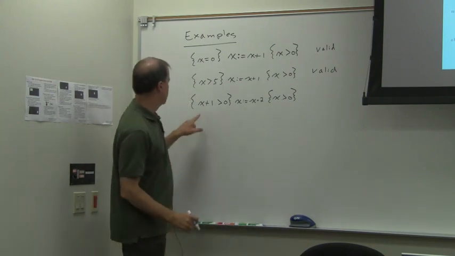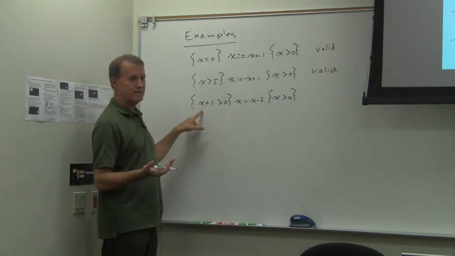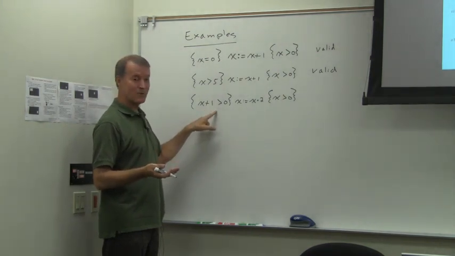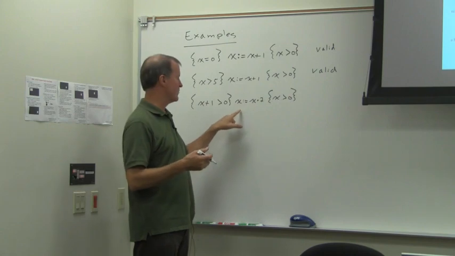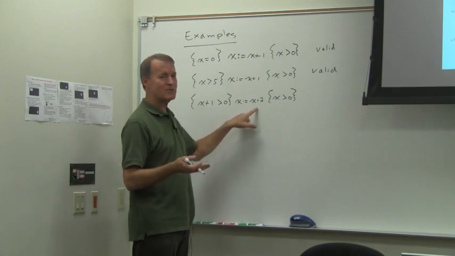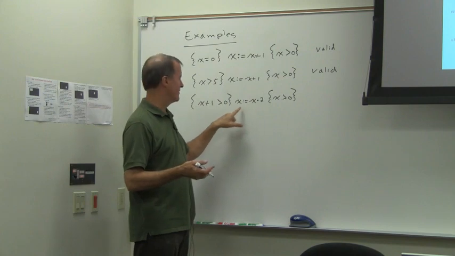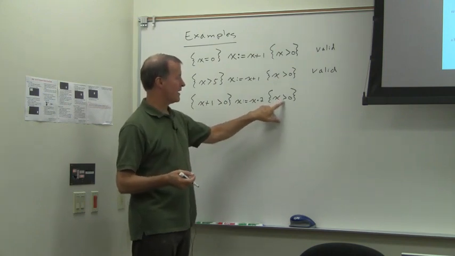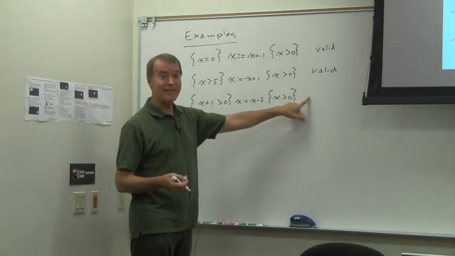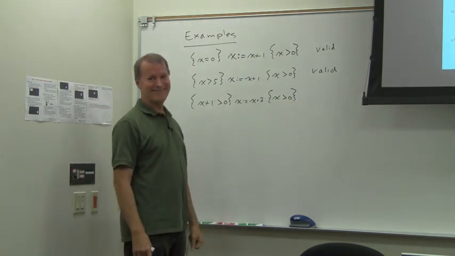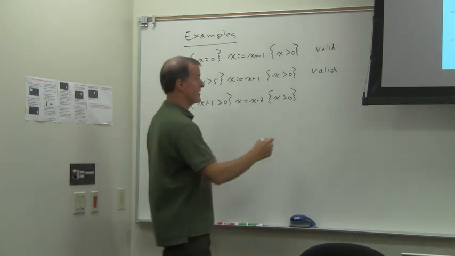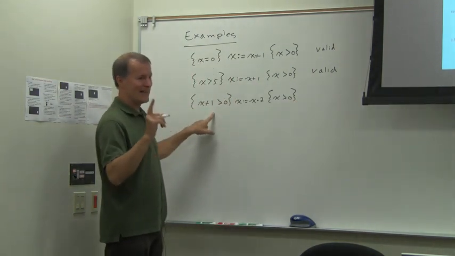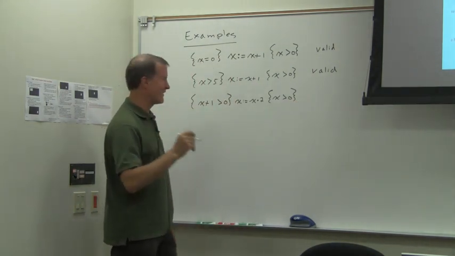Well, suppose x is like 9. Are you with me? 9 plus 1 is 10. 10 is greater than 0, right? And then if you do x gets x times 2 and x is 9, what's 9 times 2? 18. So x gets 18. And 18 is greater than 0. So is this valid? Is this guaranteed? No, this is not valid. It worked with that one example that I gave you, but this one's not valid.